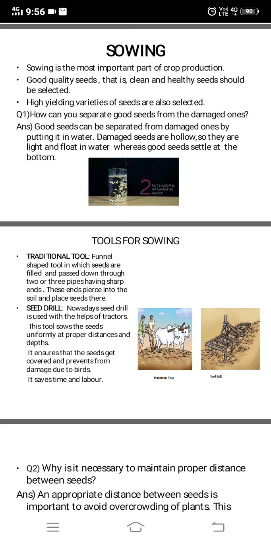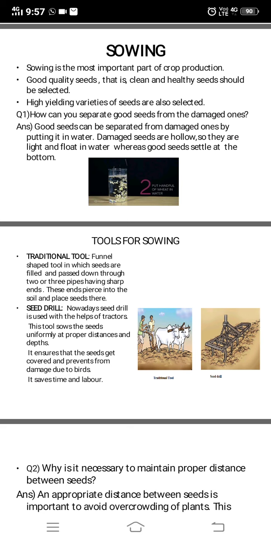Now what is sowing? It is the most important part of crop production, and for sowing a seed the farmer has to first select a good quality seed, because if the seed is good then only the product would be good. So the farmer should select a good quality seed. Now good quality seeds means what? They should be clean and healthy seeds.